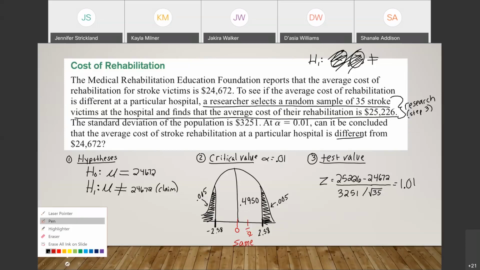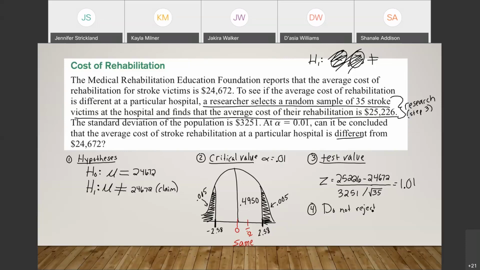The null hypothesis says they're equal. We're saying, yep, we agree, they're the same. So what are you going to say for step 4? Do not reject the null. Okay, and then I think your conclusion is going to run along with the one we did on the other one. So there is not enough evidence to support the claim.